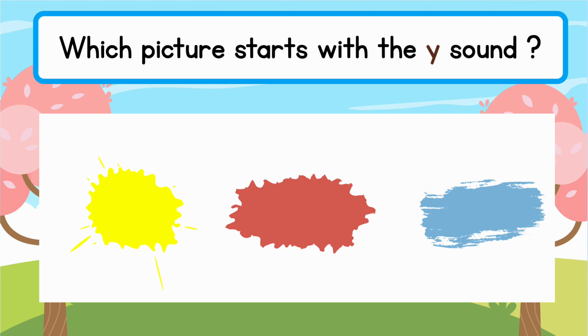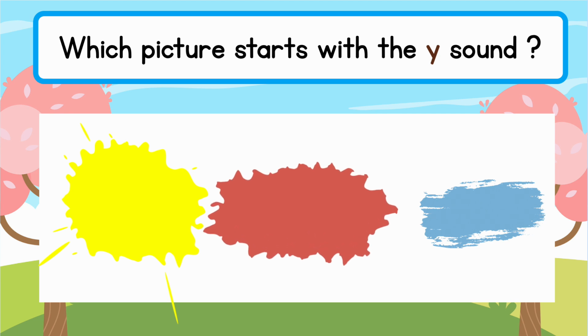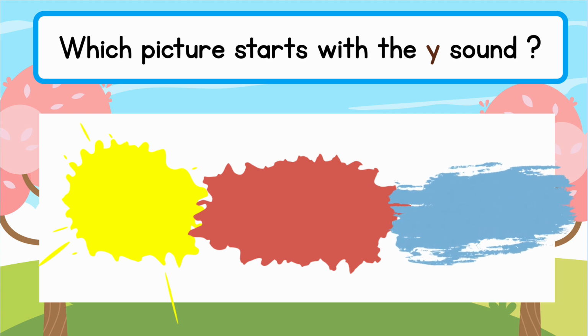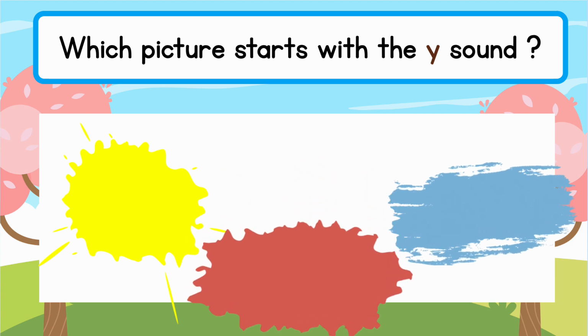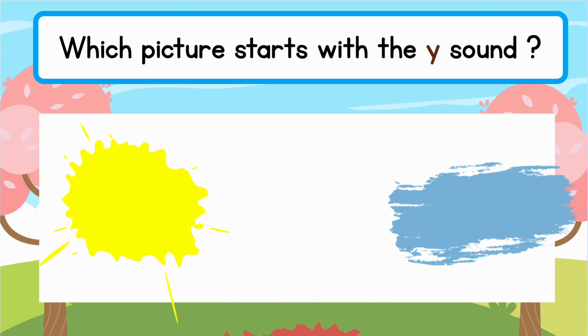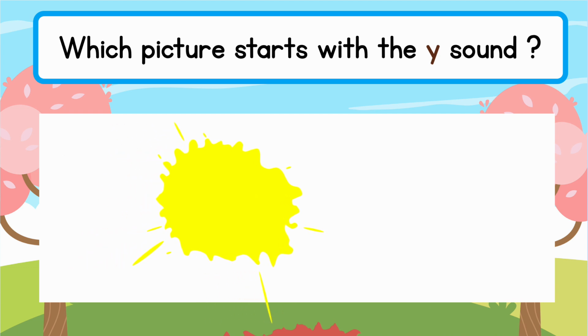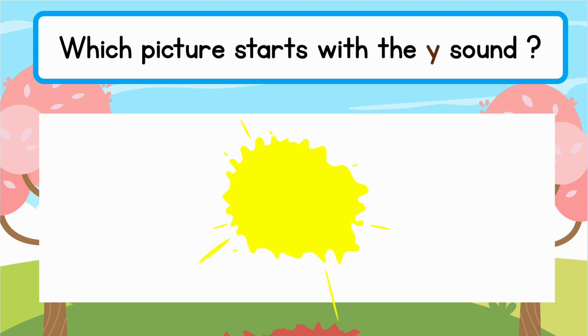We have 3 colors here. We're going to look for the color that starts with the Y sound. Let's name the colors. Yellow. Red. Blue. It's not the red or blue. Well done. It's the yellow.